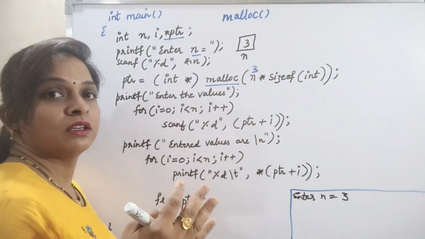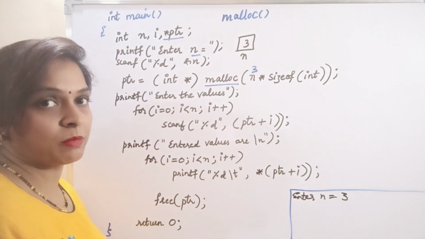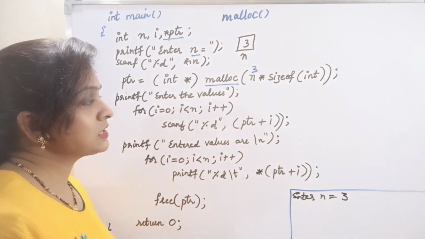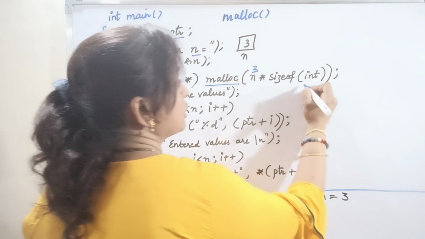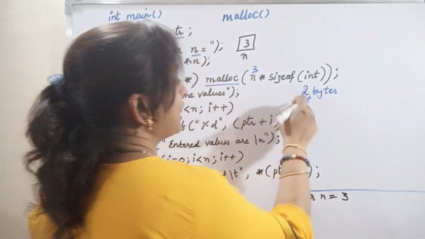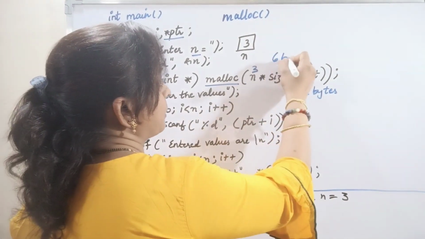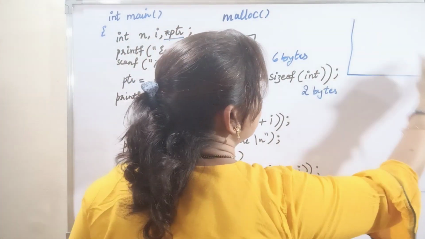So I want to store three integer values. So it may be 2 bytes or it may be 4 bytes, depends upon the machine that we use. Just assume we are using 16-bit machine, so it is 2 bytes. So size of int means it is 2 bytes. So it is 3 into 2. So totally 6 bytes of memory has to be allocated from the heap frame.